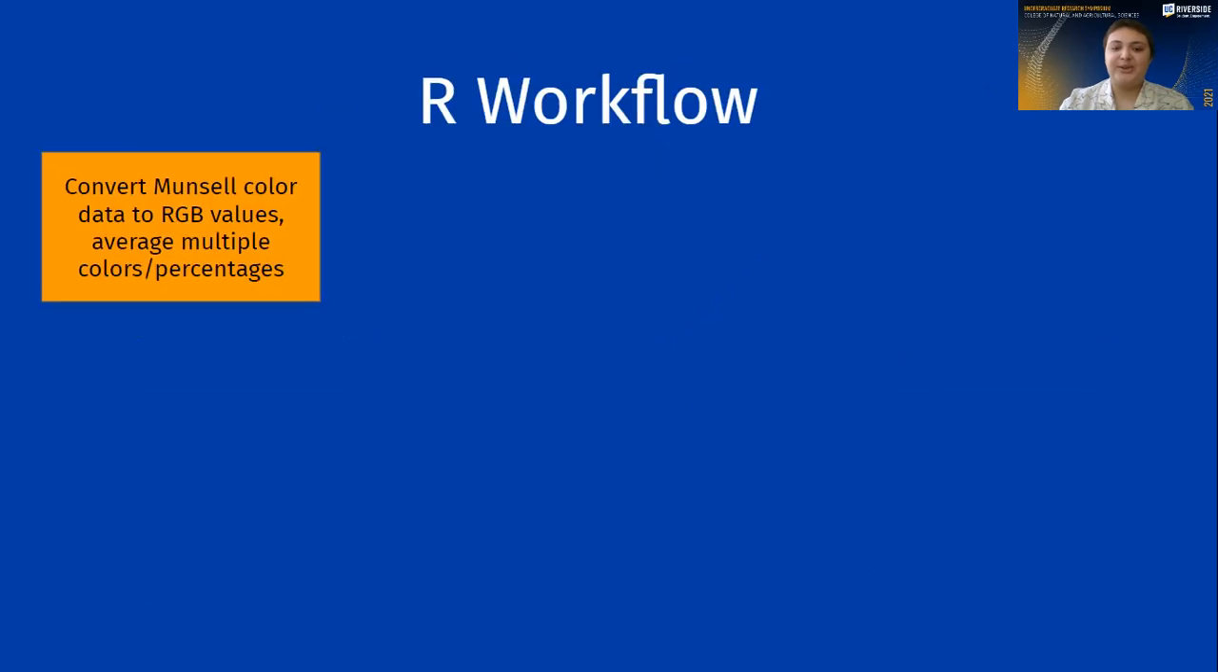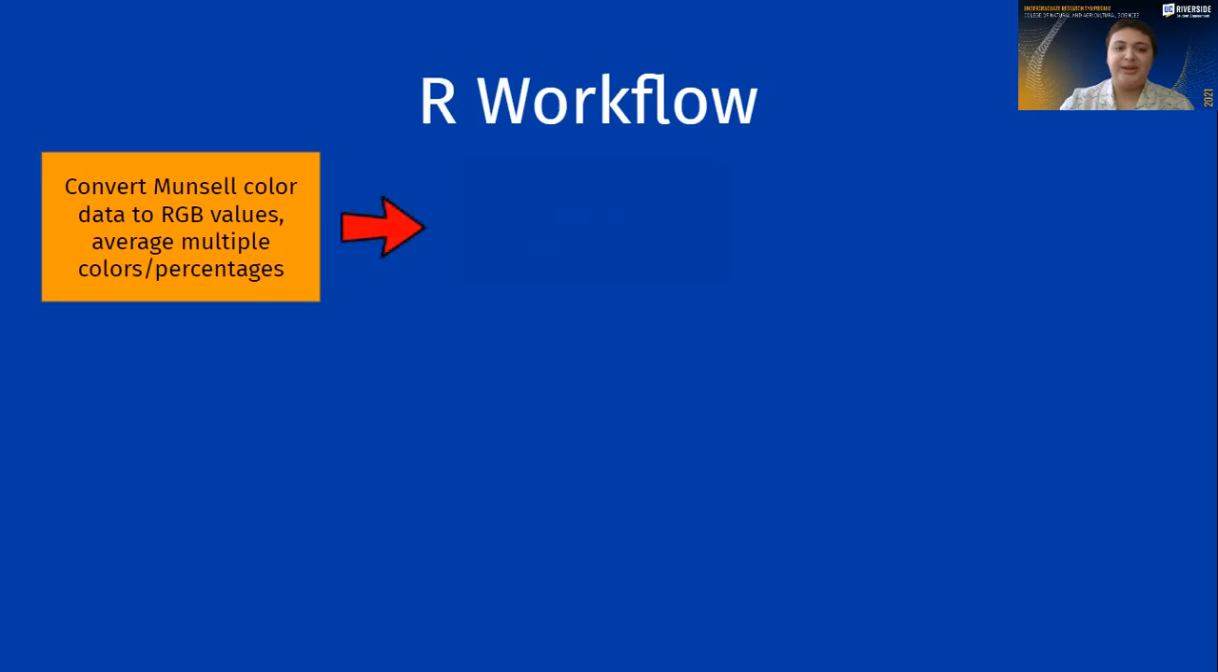So this is just going to go through what we did in R to analyze the data and determine if there was a relationship. So the first step was to convert those Munsell color data into RGB values. As you saw before, the Munsell color includes a letter in the color notation, and in R you cannot use notation like that. So we needed to convert that color data into numerical values. So it was converted into RGB values, which are just 3 numerical values for redness, greenness, and blueness in the color. We also averaged those soils that had multiple colors reported and different percentages of those colors reported.